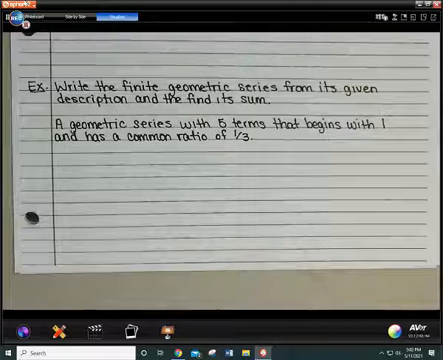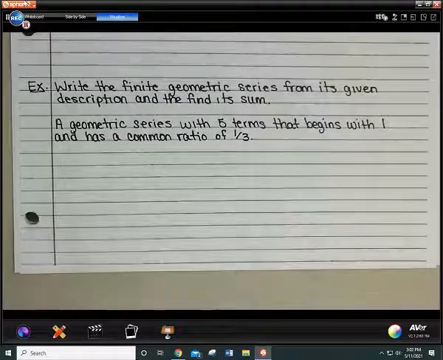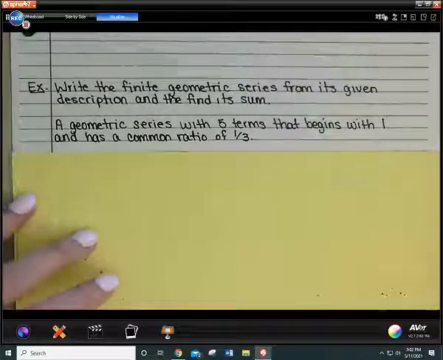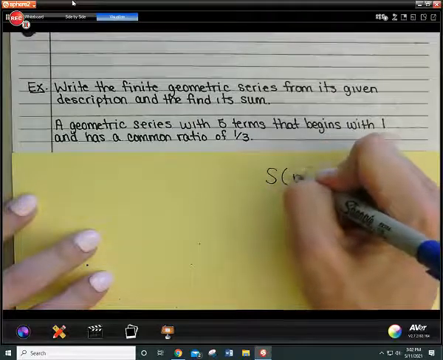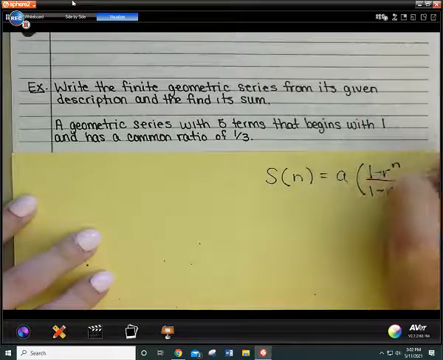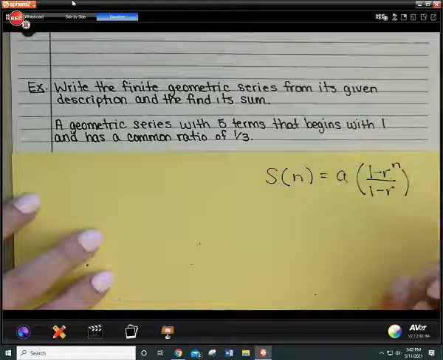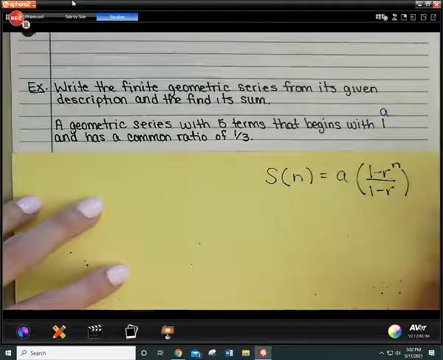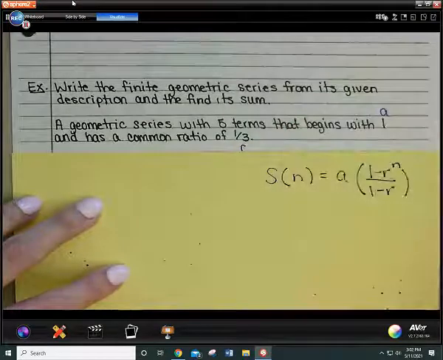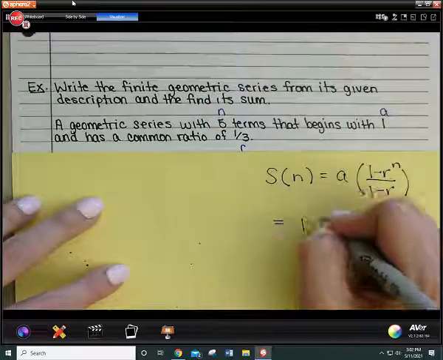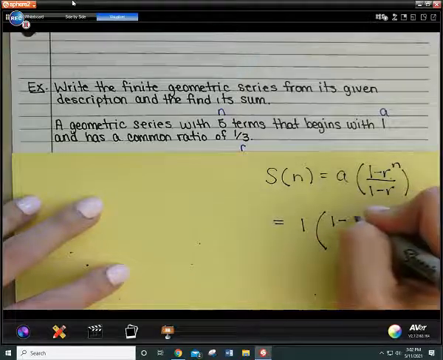All right, let's look at this next example. It says, write the finite geometric series from its given description and find its sum. So again, for the sum of the first n terms, I'm going to take a times 1 minus r to the n over 1 minus r. I need to know what the a is. All right, so it begins with a 1, so there's my a. It has a common ratio, so the r is 1/3, and then the n is 5. So the a is 1, the r is 1/3.